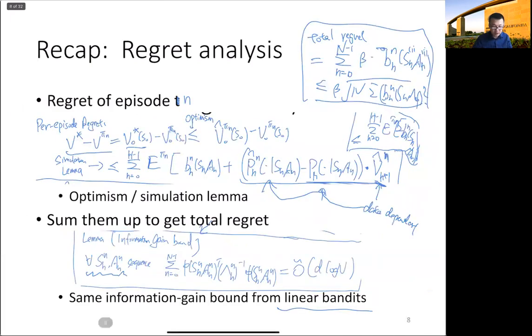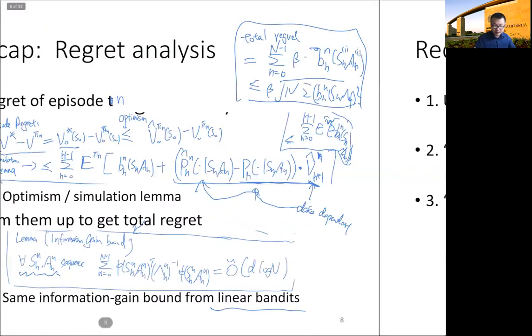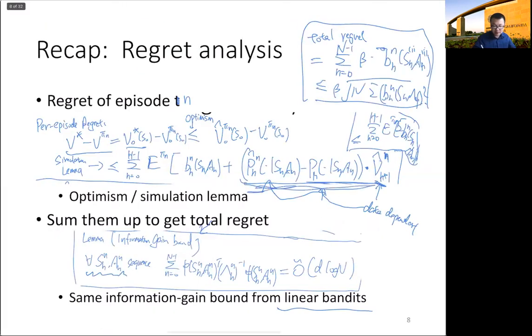Okay, so that's the structure. And the next thing that we notice is that there are a couple of missing pieces that we didn't prove. So we skip the information gain bound because it's exactly the same as the linear bandit case, and we made some progress in proving optimism. But then we realized that as we prove the optimism, we ended up needing exactly the same bound that we need for bounding this quantity.